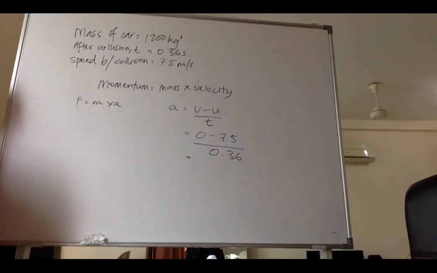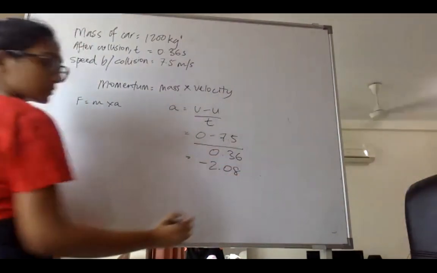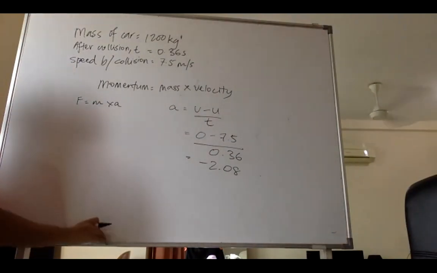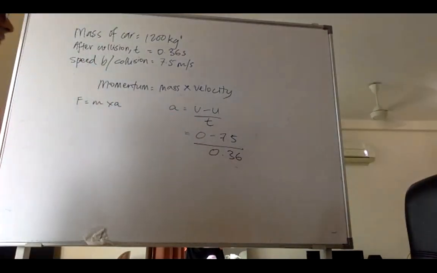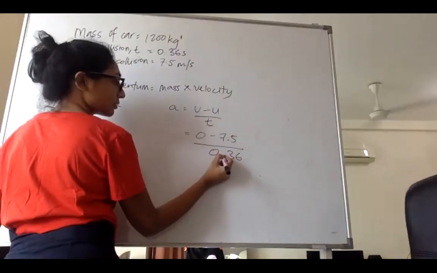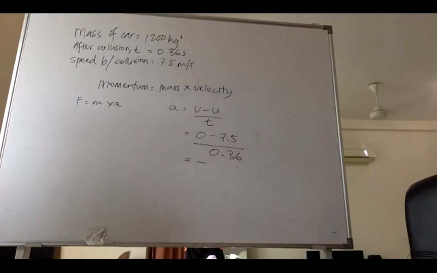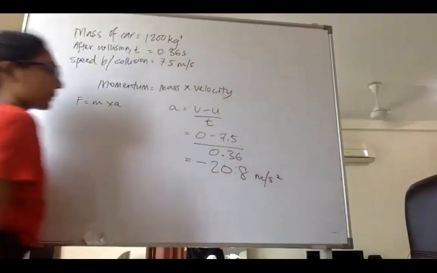Negative 2.08. Are you sure? Calculate again. 7.5 divided by 0.36. Oh, negative 20.8. Negative 20.8 meters per second squared.